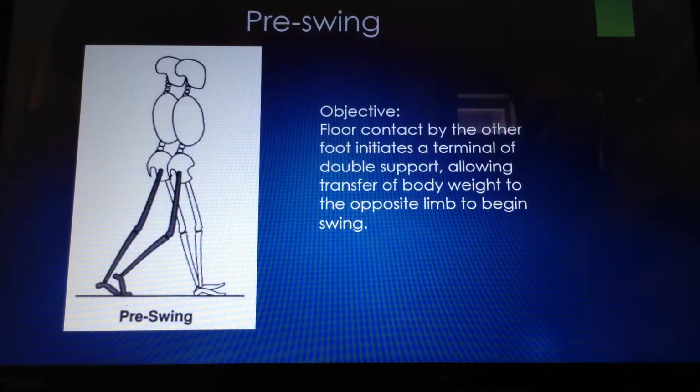In pre-swing, floor contact by the other foot initiates a terminal of double support, allowing transfer of body weight to the opposite limb to begin swing. The ankle has a rapid plantar flexion to 20 degrees, although there is no major weight-bearing obligation because the primary load is on the other foot. The knee undergoes passive flexion to 40 degrees, and the hip joint initiates recovery from hyperextension to neutral.